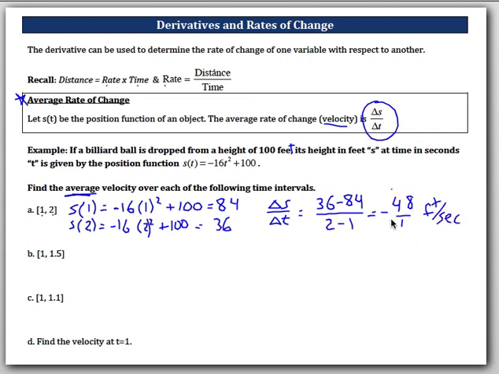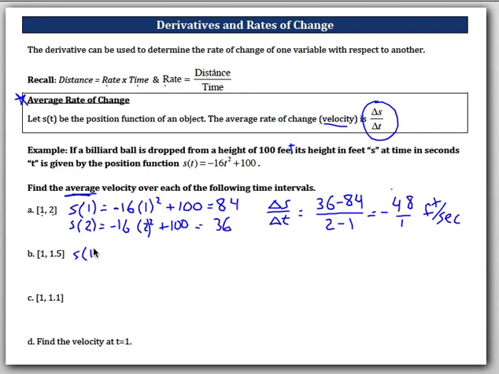Now, why is the velocity negative? Well, because the ball is dropping, so that's why we have a negative velocity there. So that's the average speed over that 1 second. Now what we're going to do is cut that time by half a second. So 1 to 1.5, and we want to find the average velocity there.